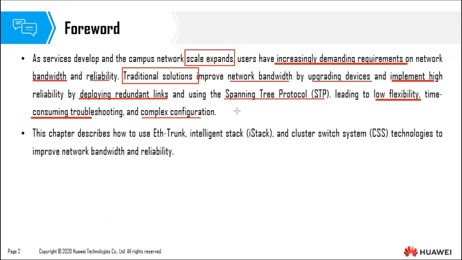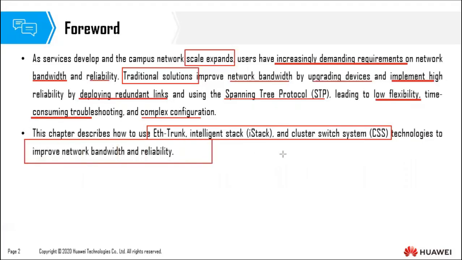So we're going to see how when we learn about Eth-Trunk, iStack, and CSS. This chapter will describe these three technologies. iStack is intelligent stack. CSS is cluster switch system. And these technologies will be used to improve network bandwidth and network reliability.